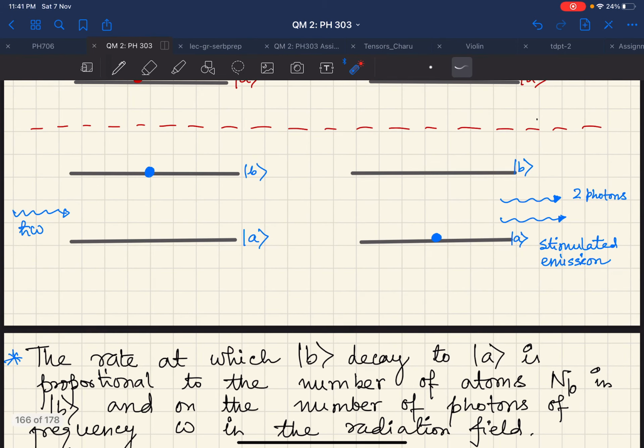On the other hand, suppose I have already some atom which is in the higher excited state, which I denote by B. One photon comes, interacts with this, and then it takes it down to the lower excited level. So when this comes down, it also releases a photon. So you have two photons now. One is the original initial photon with which you had started, and the other one is the photon which is released because of this stimulated emission.